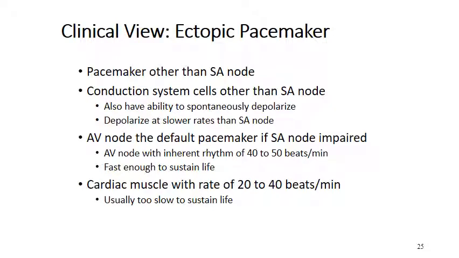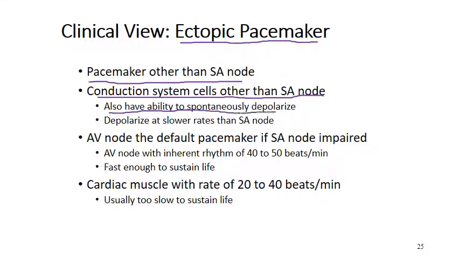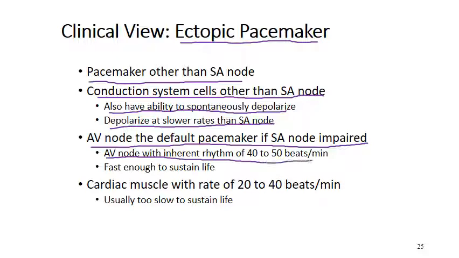So a little bit of a clinical view: we have ectopic pacemakers, so a pacemaker other than the SA node. The conduction system cells found other than in the SA node also have the ability to spontaneously depolarize. They depolarize at slower rates than the SA node. The AV node is the default pacemaker if the SA node is impaired. The AV node has an inherent rhythm of 40 to 50 beats per minute versus that 75 in our body, but it's fast enough to sustain life.